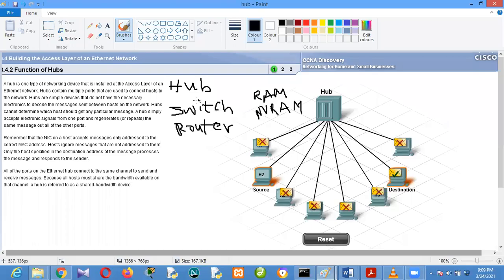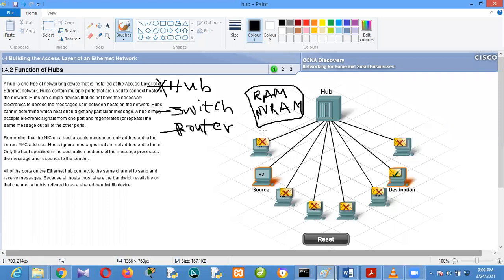Okay. Now I'll be dealing with hub, switches, and routers. One of the differences between hub, switch, and router is that hub does not have memory at all, while switch and router have two types of memory. They have RAM and NVRAM. It's just good to know that switches and routers are computers as well.